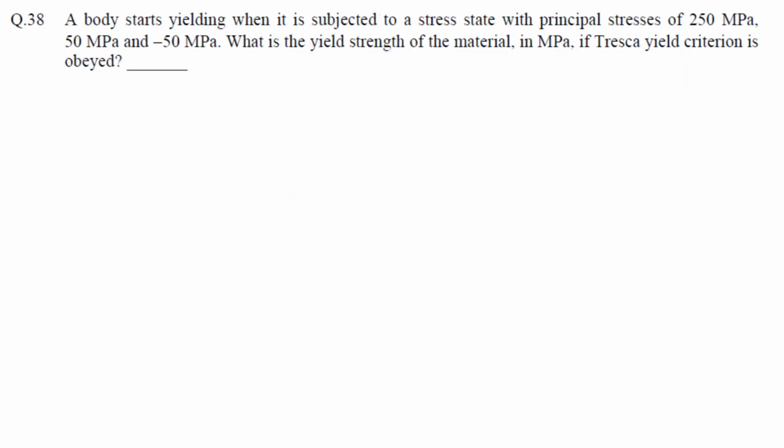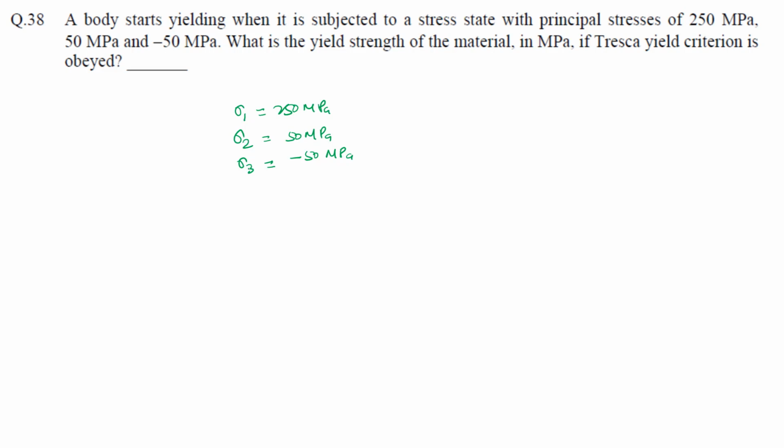A body starts yielding when it is subjected to a stress state with principal stresses of 250 MPa, 50 MPa, minus 50 MPa. What is the yield strength of the material in MPa? Tresca yield criterion is obeyed. So we'll see here. The principal stresses are sigma 1 is equal to 250 MPa, sigma 2 is equal to 50 MPa, and sigma 3 is equal to minus 50 MPa. These are the principal stresses. That's why I have written sigma 1, sigma 2, sigma 3.